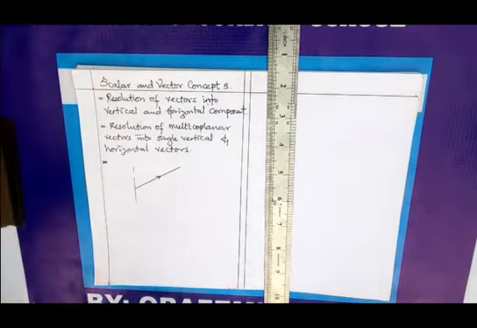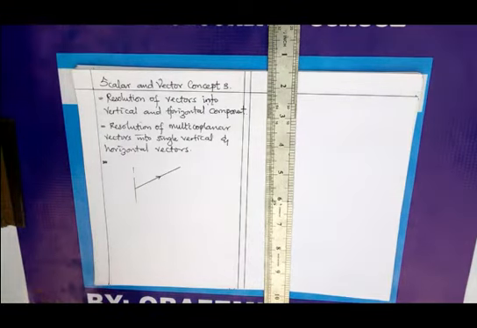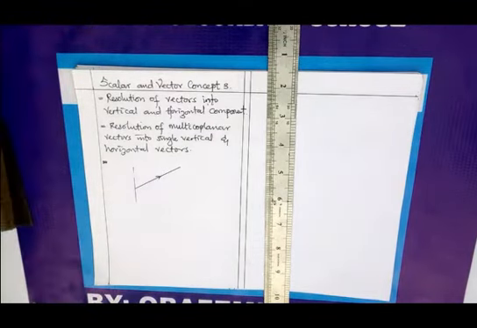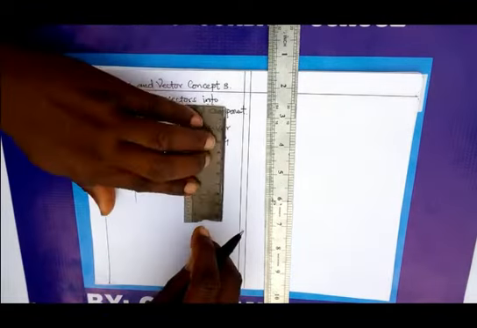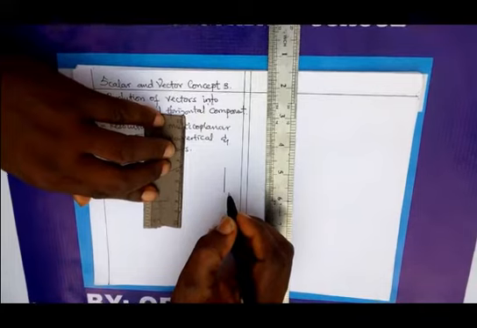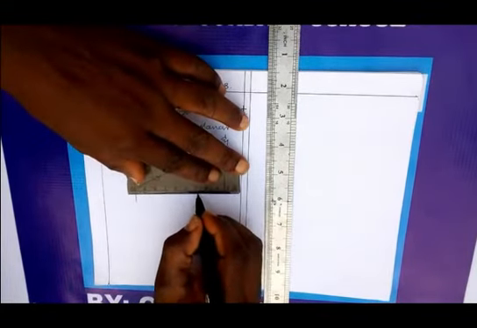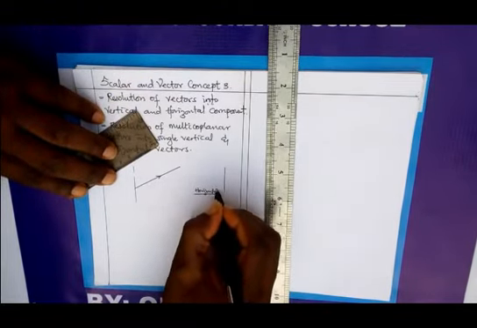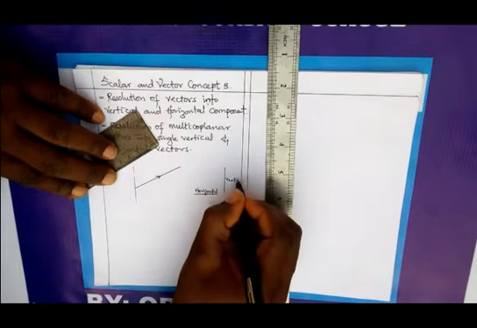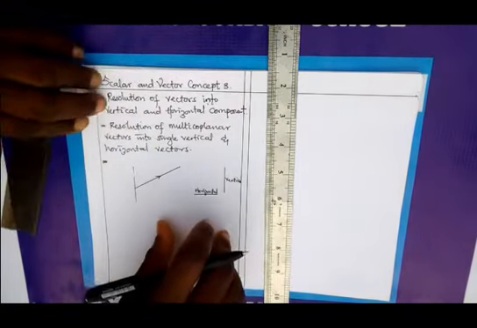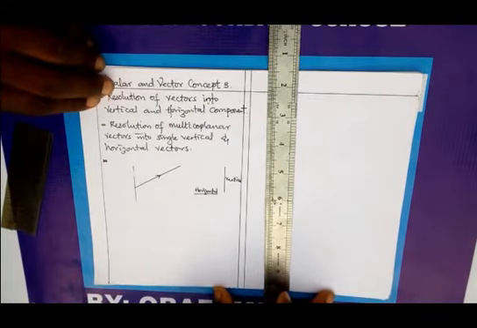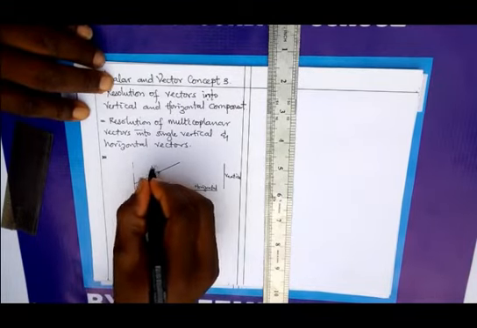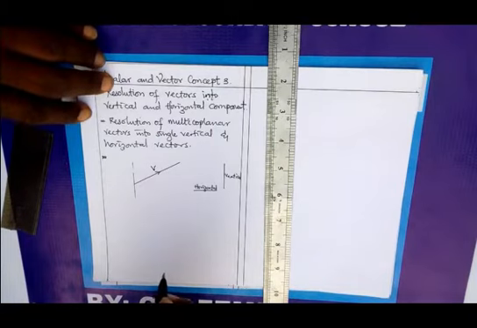The same thing happens when you have a vector that is at a particular angle. You need to resolve it into more useful components. The useful components are the vertical component and the horizontal component. So this is the horizontal component, then this is the vertical component. These are the most important, more useful parts of this vector. So you have to resolve this particular vector v into a vertical component and a horizontal component.